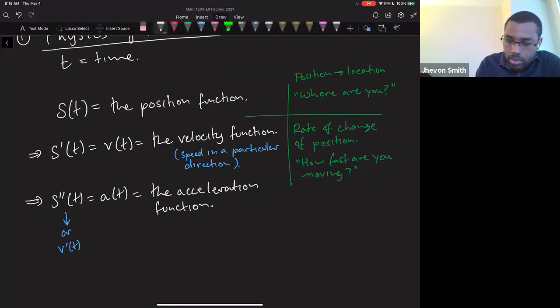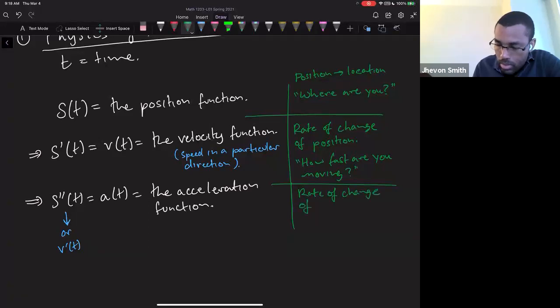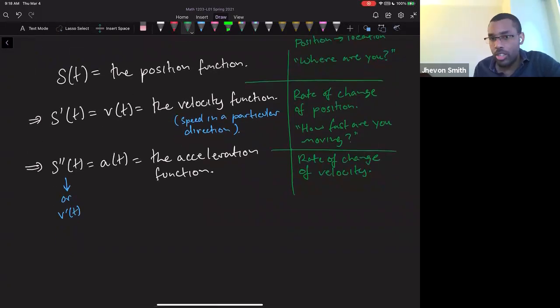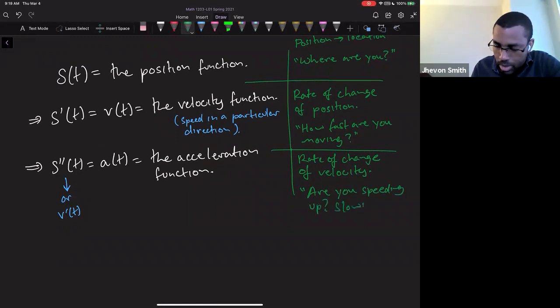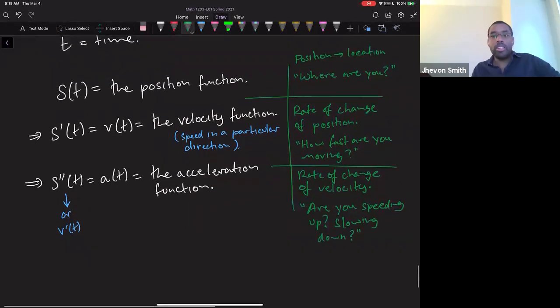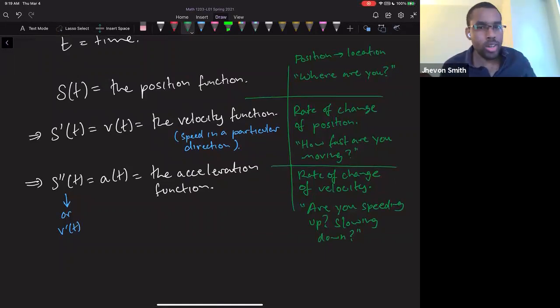The way you can interpret this is that it's the rate of change of velocity. What does it mean to be the rate of change of velocity? Well, the kind of question that this function would answer is the following. Are you speeding up? Or slowing down? Notice that these are three very different kinds of questions. Where are you? How fast are you going? And are you speeding up or slowing down?